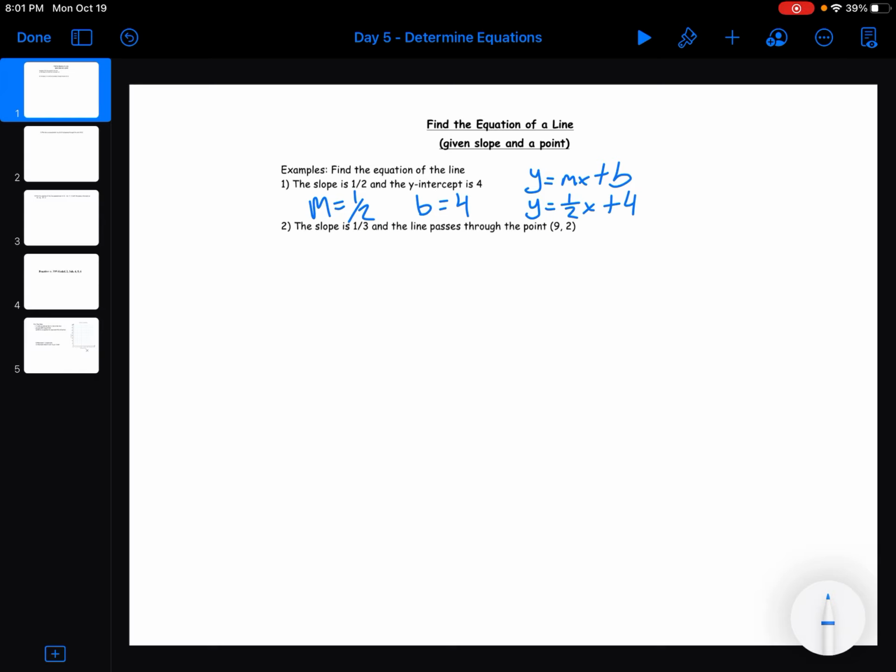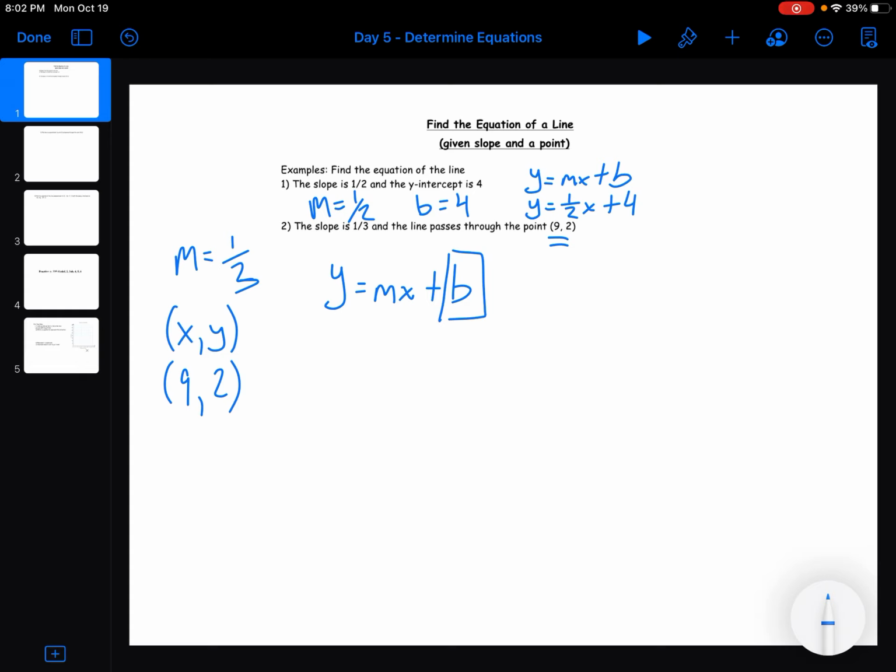So here in this second one, we're given our slope is 1/3. So we're halfway there. But it actually gives us a point. It doesn't give us the y-intercept. Well, our points are all written x, y. In this case, 9 and 2. So if I have y equals mx plus b, the only thing that I'm not given in this equation is b.